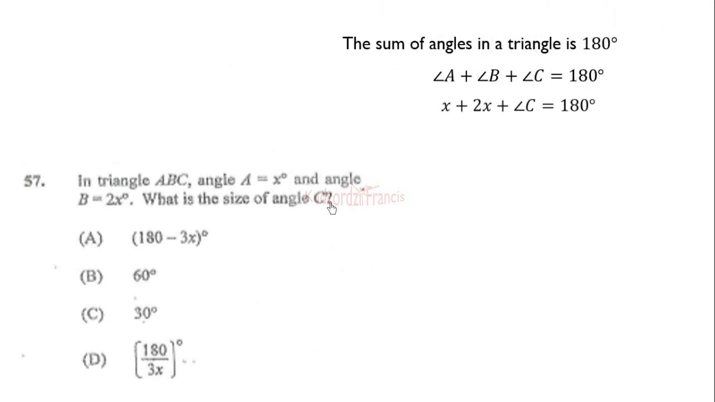Now let's look at question 57. In triangle ABC, angle A is equal to x degrees and angle B equal to 2x. What is the size of angle C? We know the sum of angles in a triangle will give us 180. So we substitute angle A and angle B, which is x plus 2x plus C is equal to 180 degrees. So 3x plus angle C is equal to 180 degrees, and angle C will be equal to 180 degrees minus 3x when we subtract 3x from both sides. Therefore, the correct answer will be A.